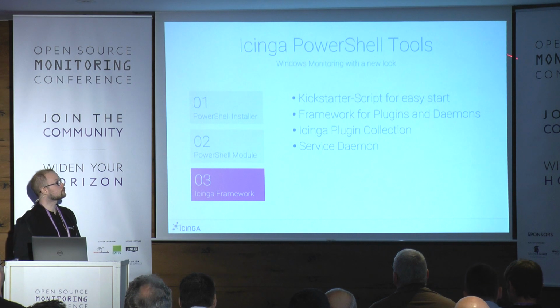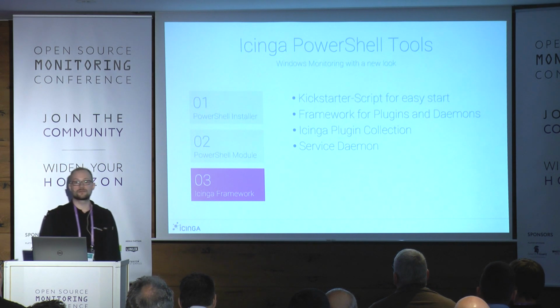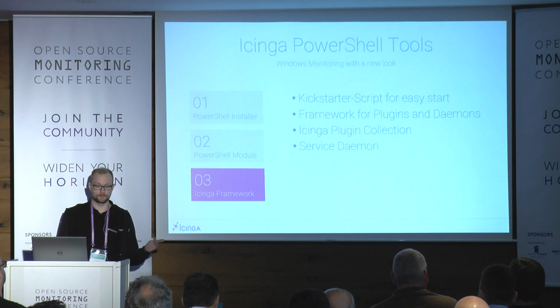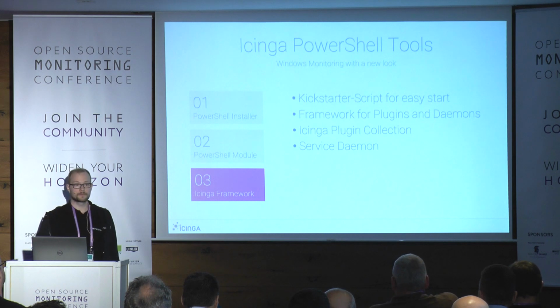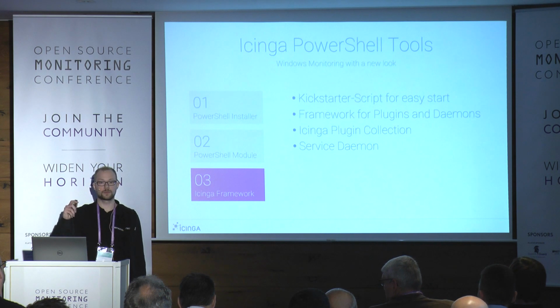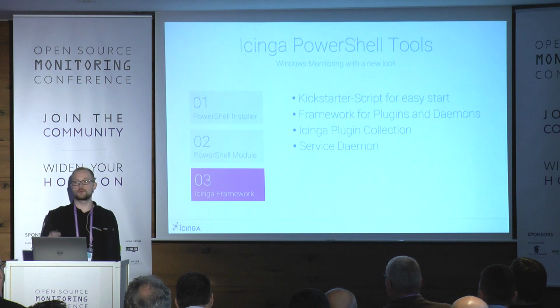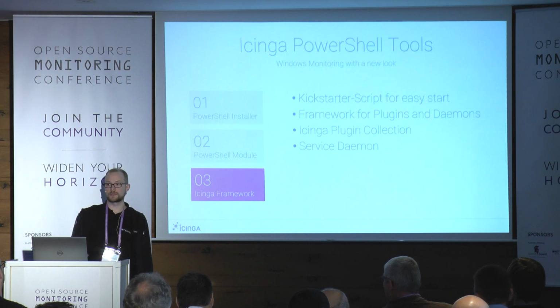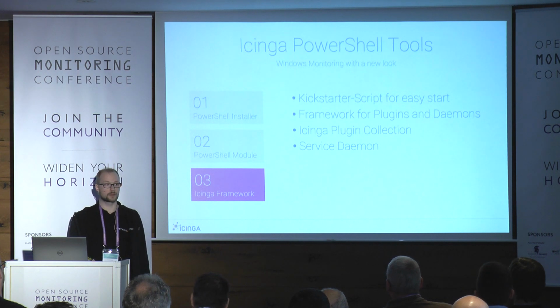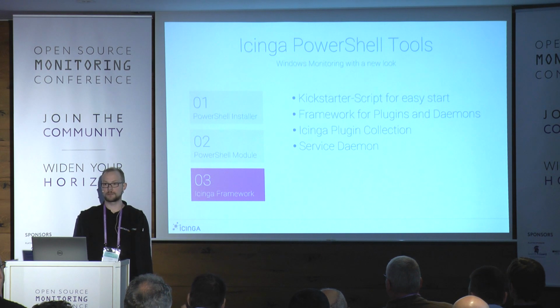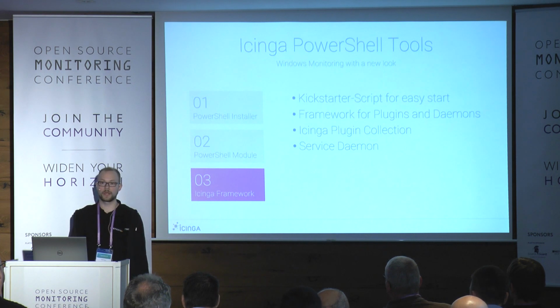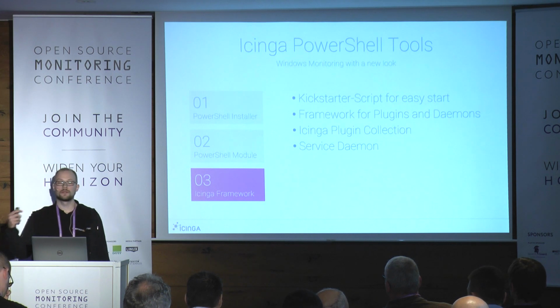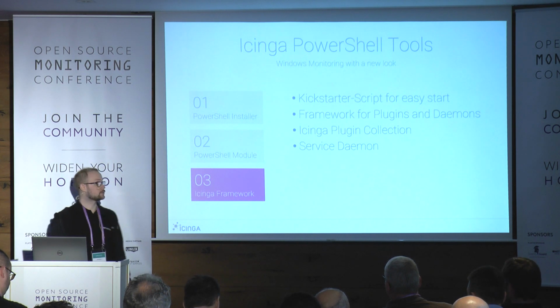We have the framework in general, and the framework will manage all the plugins and possible daemons. We have the plugin collection. Every plugin is with an own PowerShell GitHub repository, which means if you wish to update plugins, you only have to update the plugins. You don't have to touch the framework. If there's a bug in a plugin, simply update the plugins, and there you go. No Icinga agent update required, no framework update required. Simply update a plugin, and it will just work.